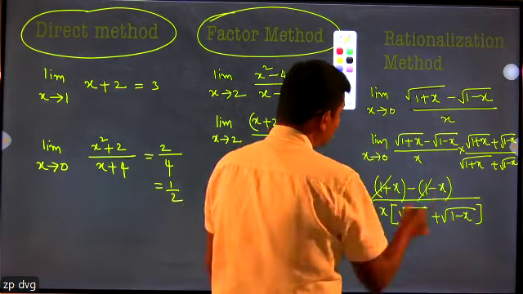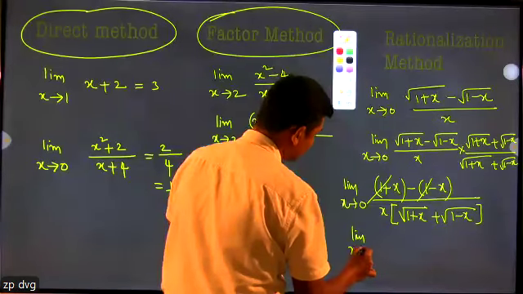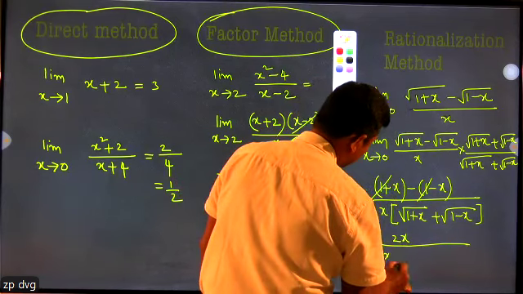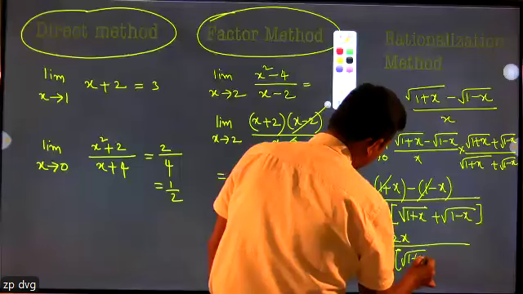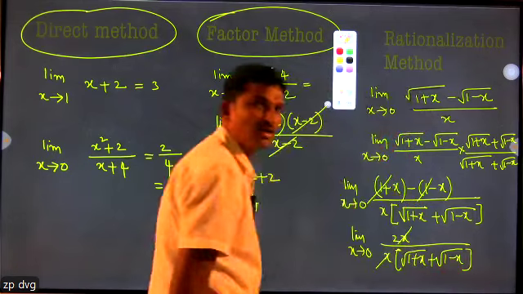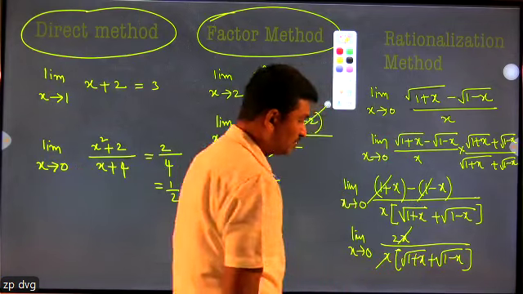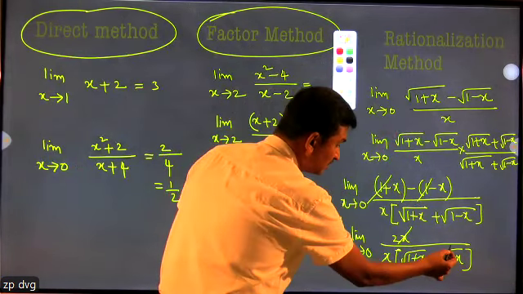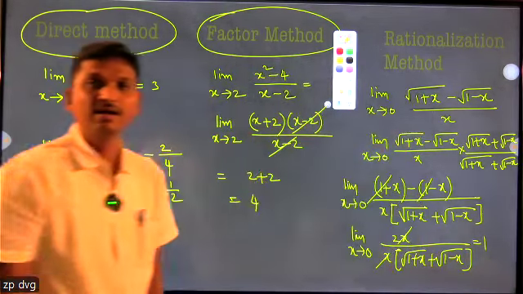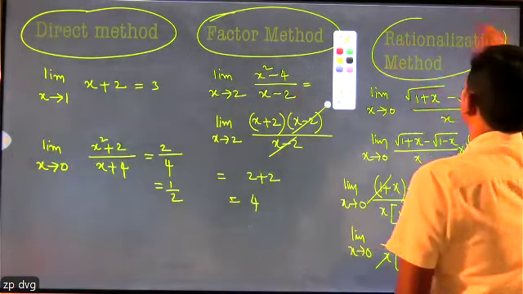Here, plus 1 and minus 1 will get cancelled, and minus of minus is plus. What you will get is the limit as x approaches 0 of 2x divided by x into root over 1 plus x plus root over 1 minus x. This x will get cancelled. Now you try the direct method: in place of x, you write 0. This becomes 1, and this also becomes 1. 1 plus 1 is 2, so 2 by 2, which is 1. So this is the rationalization method. Now we will move to the next slide.